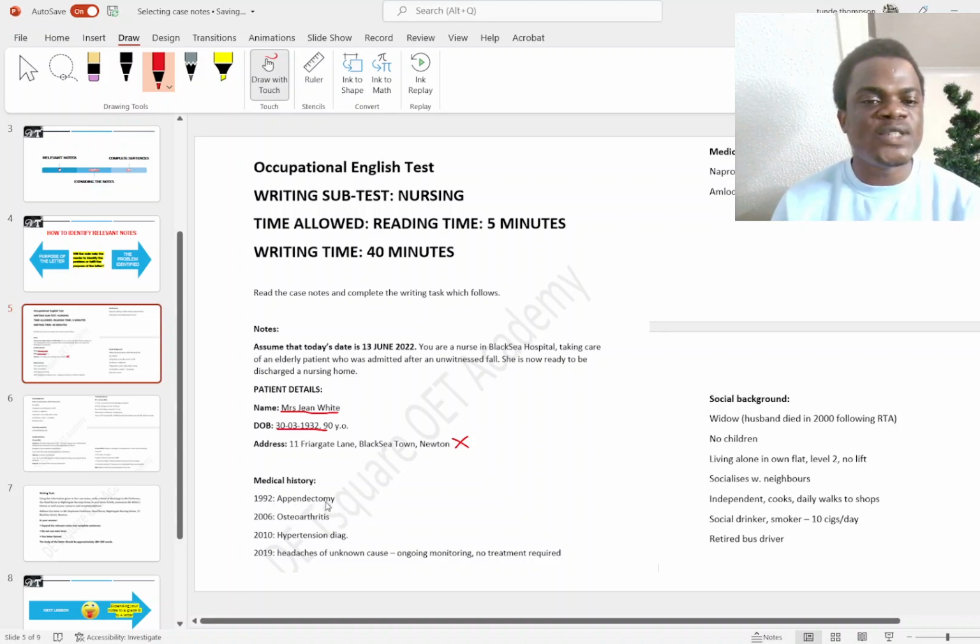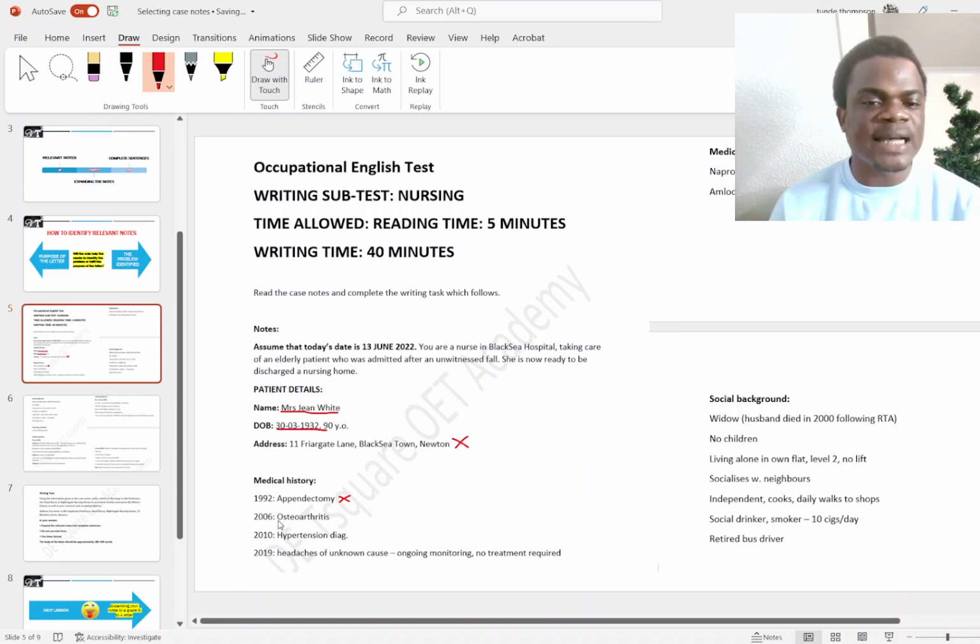This patient had an appendectomy in 1992 and developed osteoarthritis in 2006. In 2009, she was diagnosed with hypertension, and in 2019, she started experiencing headaches of unknown cause, but no treatment is required. Because these are medical conditions this patient has, this appendectomy was done in 1992, which is several years ago. So this information will not be relevant here because this patient will not need to be monitored on this.